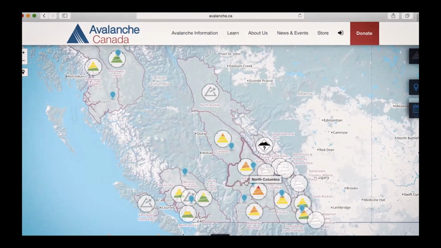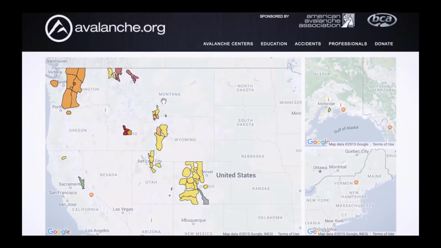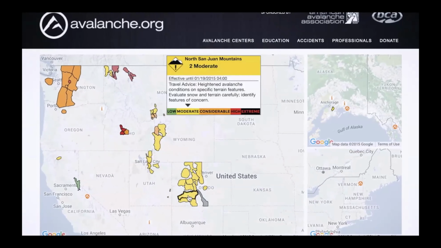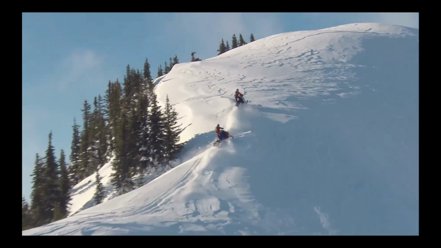To get the avalanche forecast, visit avalanche.ca in Canada or avalanche.org in the States. Before I even get on the snow, I check my local avalanche advisory. So take the time, get the forecast.